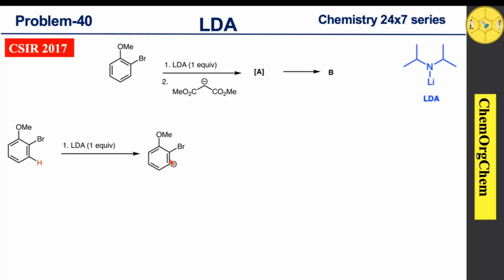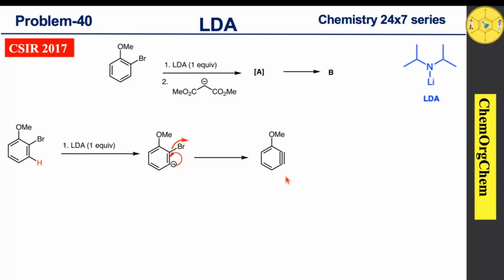Now this negative charge moves here, resulting in the kicking off of Br minus, which produces the benzyne intermediate. Benzyne is a highly reactive intermediate. This intermediate is going to react with the anion of dimethyl malonate. Before that, we should note the regioselectivity: how is this anion of dimethyl malonate going to react with this benzyne intermediate? For this, we should know the electronic nature of the benzyne intermediate.